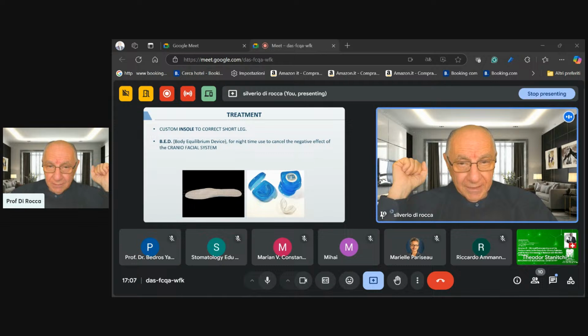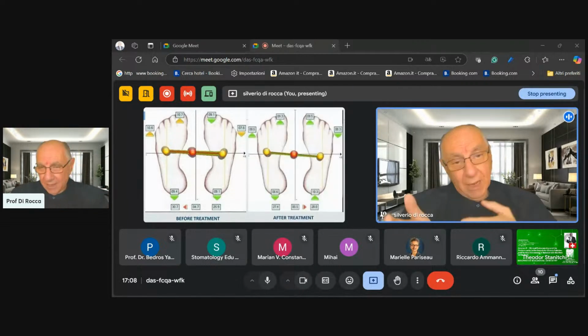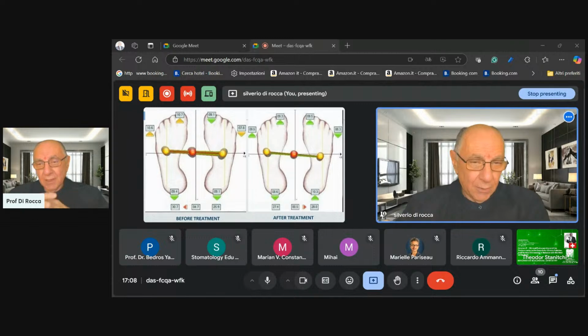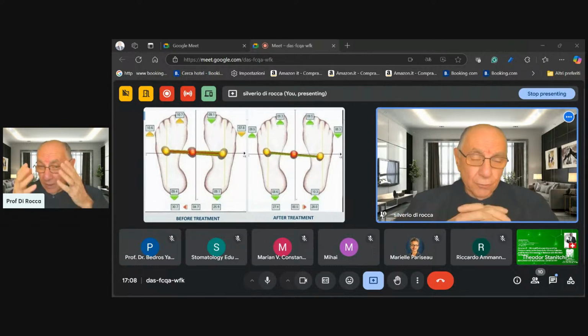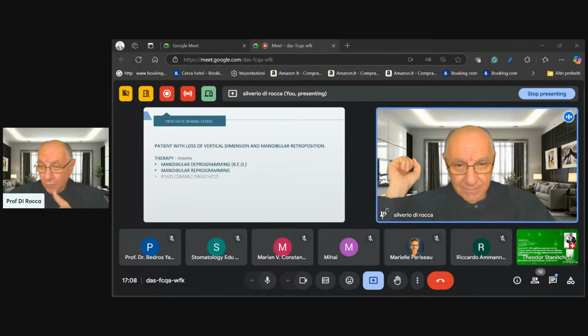That was the theory. Just to show you how well can influence normalizing before and after. How the mouth can affect the posture. That I want to show you. How the jaw position also affects a patient with vertical dimension loss.